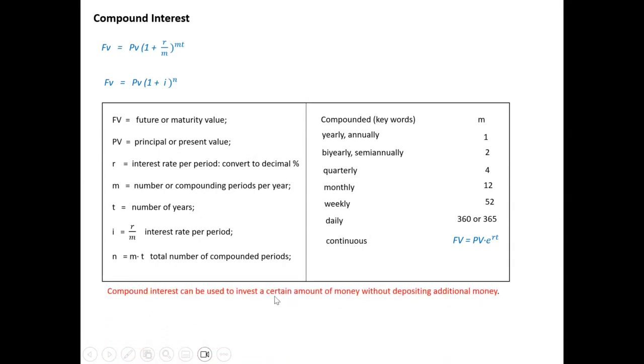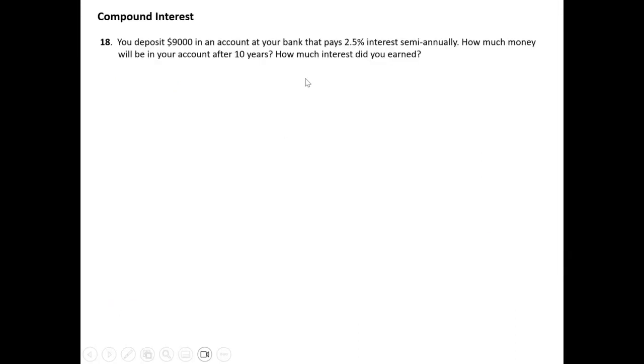Again, compound interest can be used to invest a certain amount of money without depositing additional money. It's what I mentioned at the beginning of this slide here. So here we go. You deposit $9,000 in an account at your bank that pays 2.5% interest semi-annually. How much money will there be in the account after 10 years, and how much interest did you earn? Okay? So there are 7 variables that need to be accounted for. 1, 2, 3, 4, 5, 6, 7.